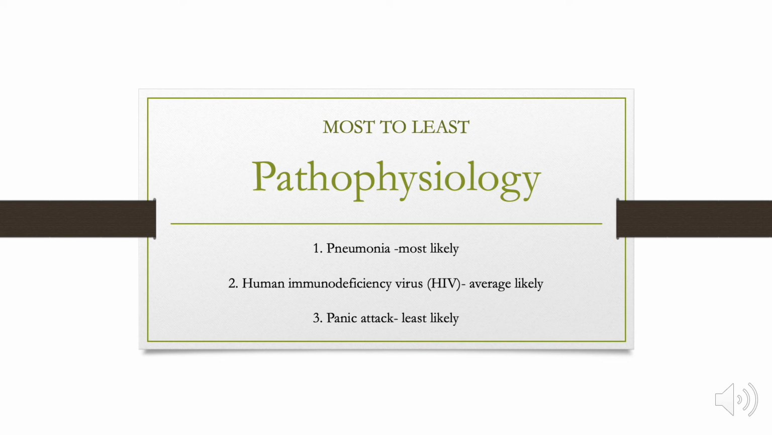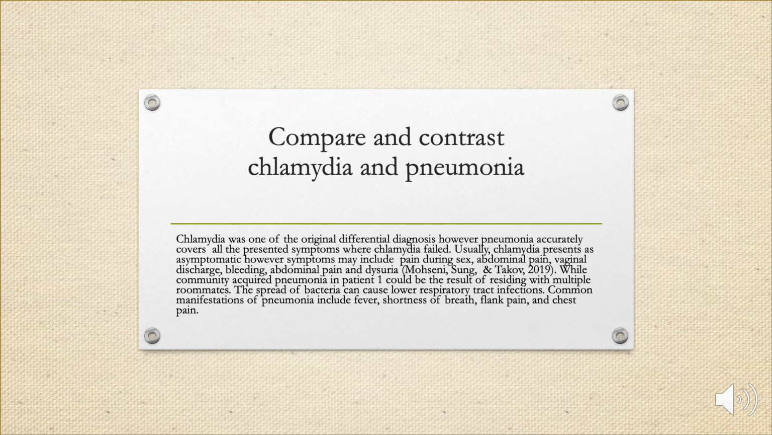Most to least pathophysiology. I believe that the first one for patient 1 would be most likely pneumonia, then HIV, average likely, and a panic attack, which is least likely. Originally, I had chlamydia as my differential diagnosis, but then I switched to pneumonia. Chlamydia was one of the original differential diagnoses. However, pneumonia accurately covers all the presented symptoms where chlamydia failed.